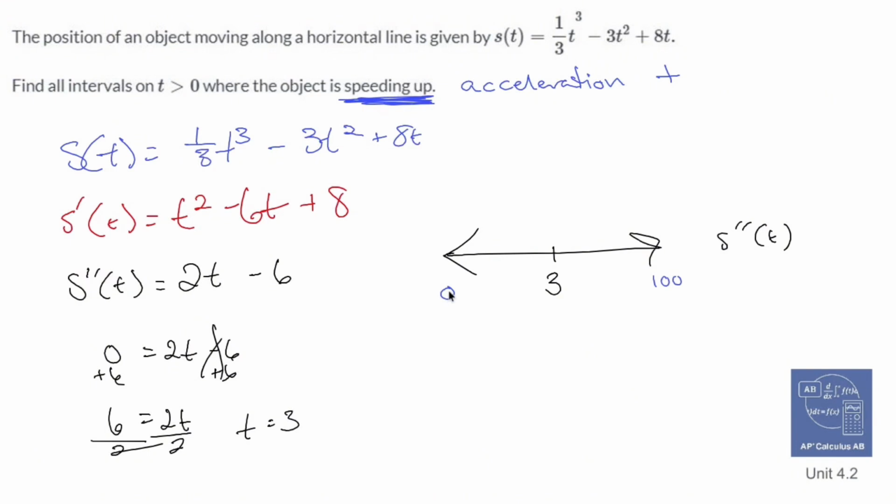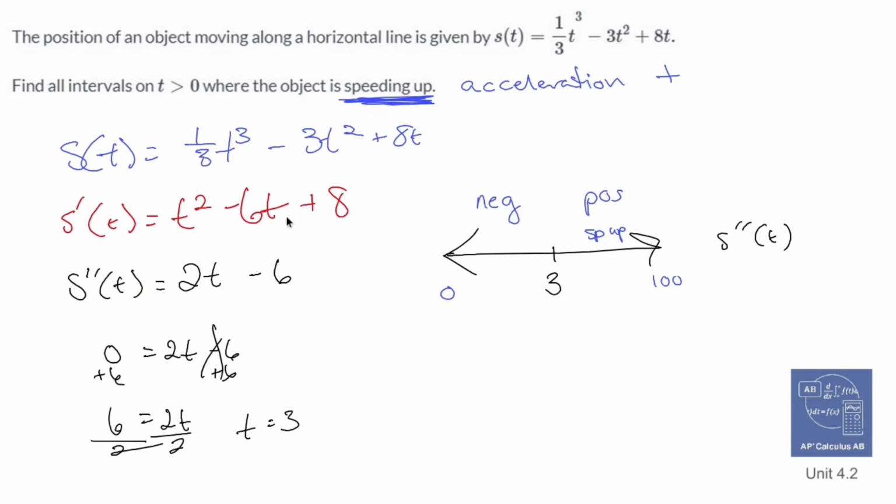If I take 0 and plug it into the acceleration function, I get 0 minus 6, which is negative. That means I'm slowing down. That's not what I want. If I take 100 and plug that in, 2 times 100 is 200, 200 minus 6 is positive. So this is where I'm speeding up.